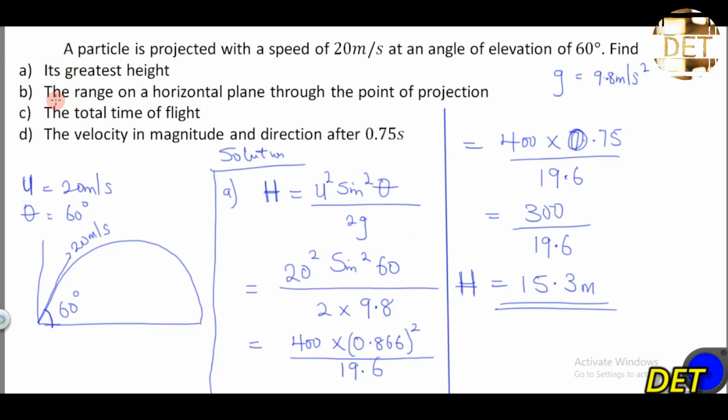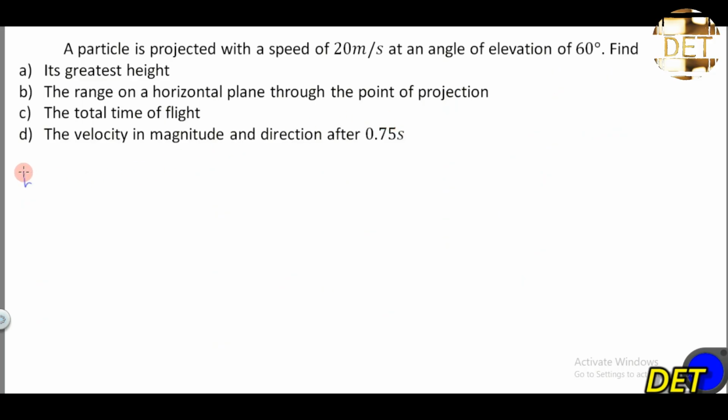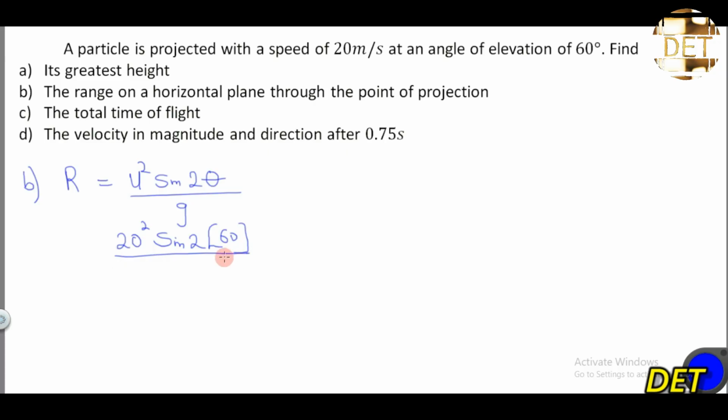Then the next question is to find the range on the horizontal plane through the point of projection. So our B is to look for the range. Range is equal to u squared sine 2 theta over g. My u is 20, so that will be 20 squared sine 2 times theta, where theta is 60, divided by my g, which is 9.8.